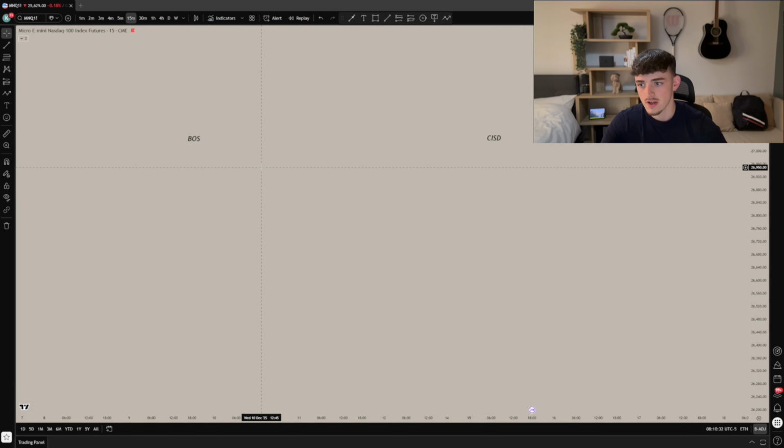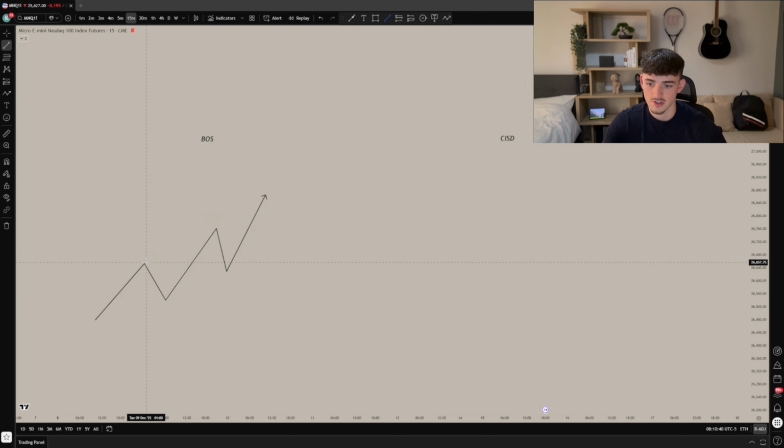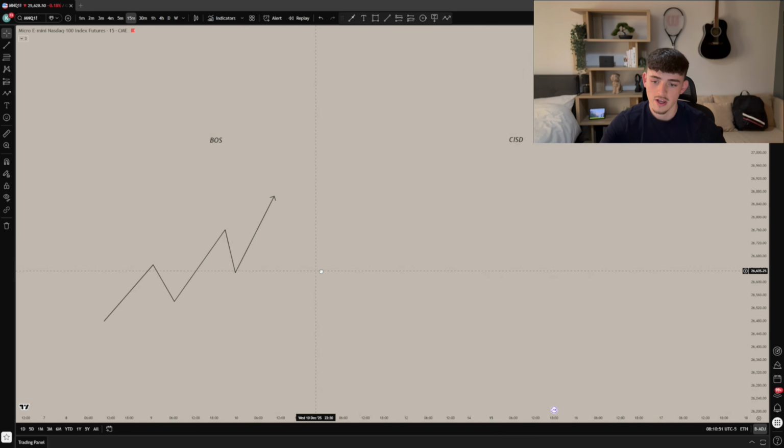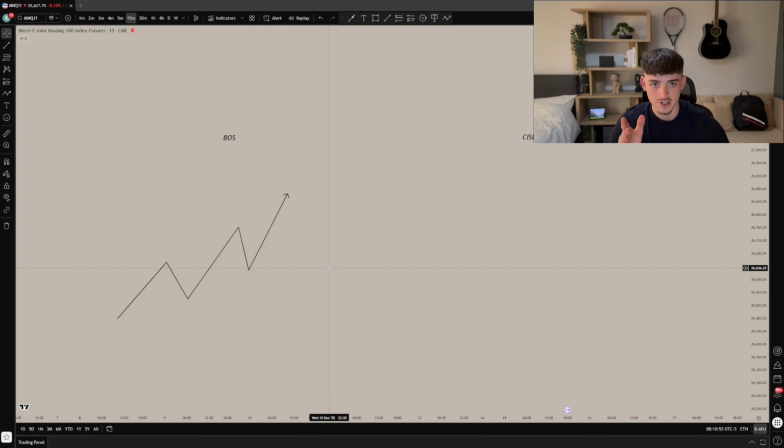Okay, so a break of structure is simply a continuation of a trend. Very simple. Literally, this is your break of structure here. BOS, break of structure. Cool. Break of structure here and a break of structure here. Simple. Same applies with the market structure shift to the break of structure.